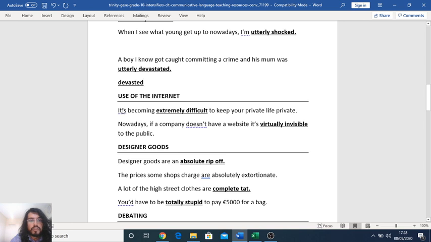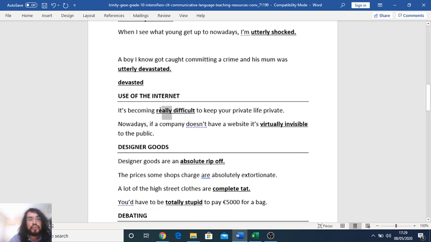Next, we have: it's becoming extremely difficult to keep your private life private. That's very true. These days, we have the internet and everything is over there. There's pictures, there's videos, your contact details, your name, your email, everything is there. So it's extremely difficult to keep your private life private. Now, extremely, again, is the intensifier here, and it is modifying the word difficult, but we can change extremely with very if we wanted to. We could change it with really.